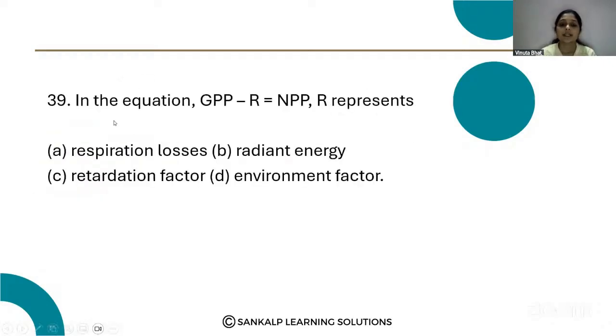Next question. In the equation GPP minus R is equal to NPP, what does R represent? The options are respiratory loss, radiant energy, retardation factor, environment factor. So here R means the respiratory loss. Option A, respiratory loss, is the correct answer. Yes, option A is the correct answer for the 39th question.